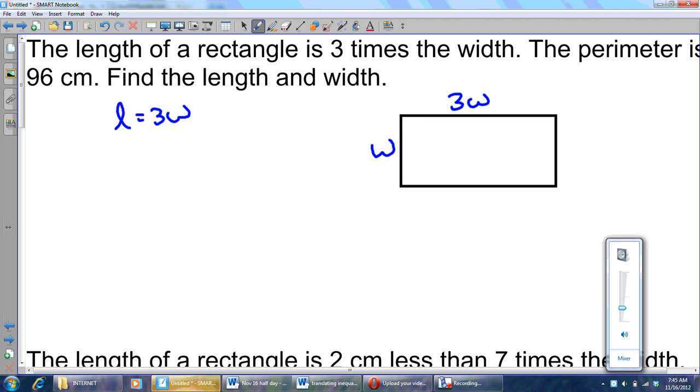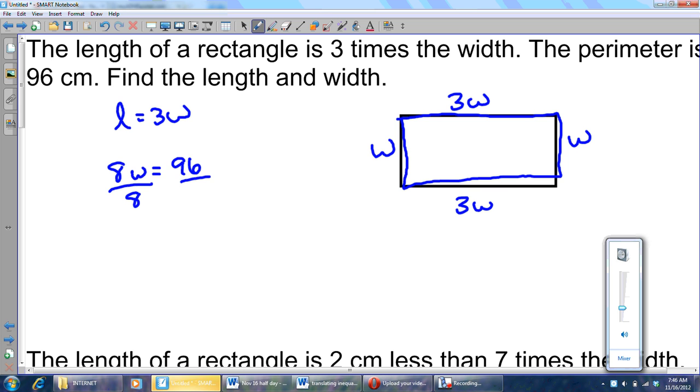Perimeter is the distance around a polygon, so it's that total distance. If you think about it, and you take a walk around the shape, I walk W, and 3 more W, and then another W, and 3 more W, it looks like I've walked 8W. And 8W is going to equal 96. I'm going to divide by 8, and I never like to divide by 8.